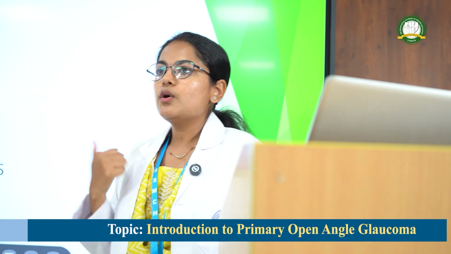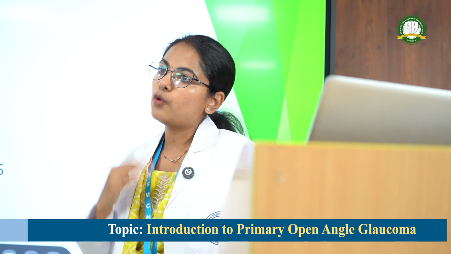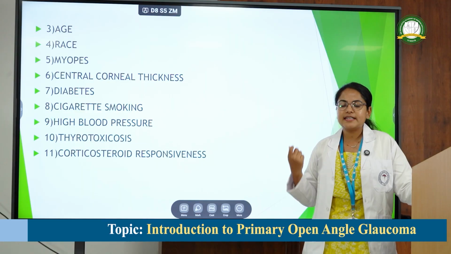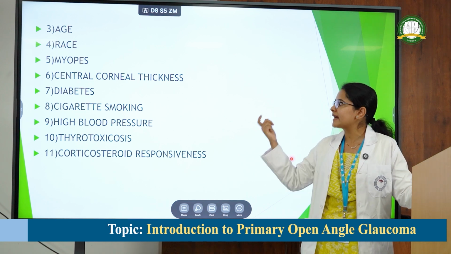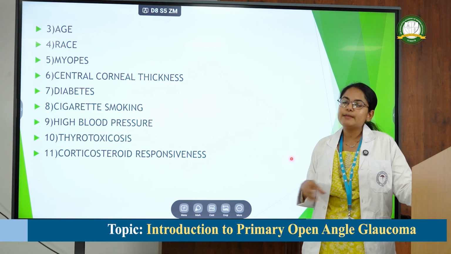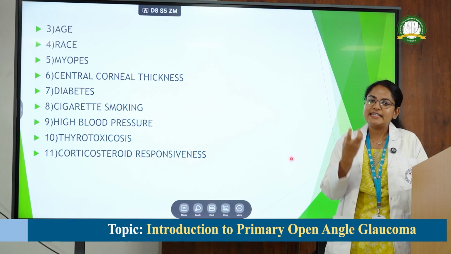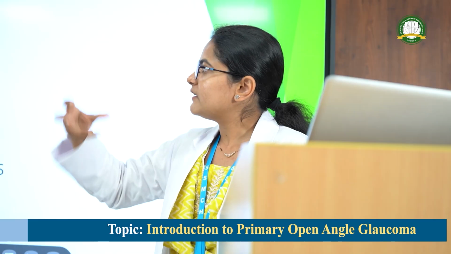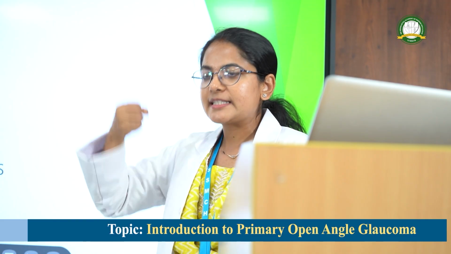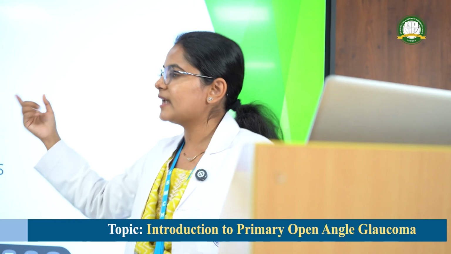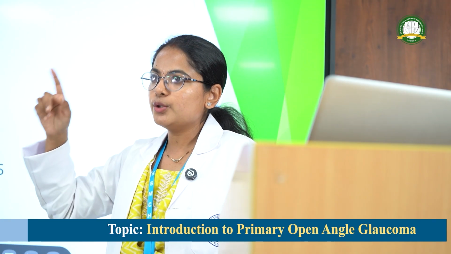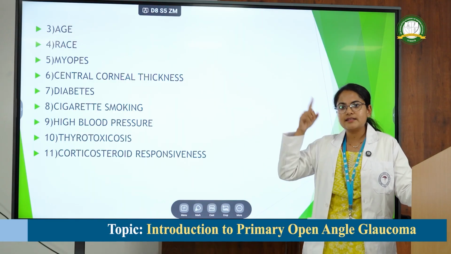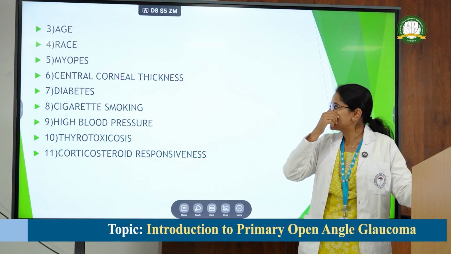Then race. Black race people have 4 times increased development of primary open angle glaucoma as the release of pigments is more in black race people. And myopes. In myopia, what will happen? The sclera is very thin and stretching of the sclera is more, so there will be a lot of pressure on the optic disc from stretching. So what will happen then? Again, there will be glial tissue death. The thin sclera can't withstand the raised IOP. So again, myopes are at greater risk.